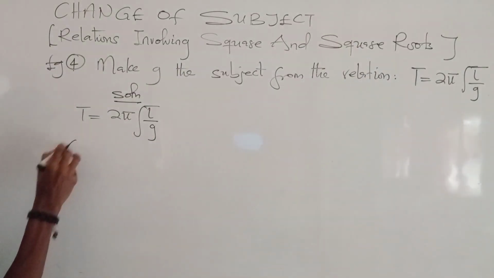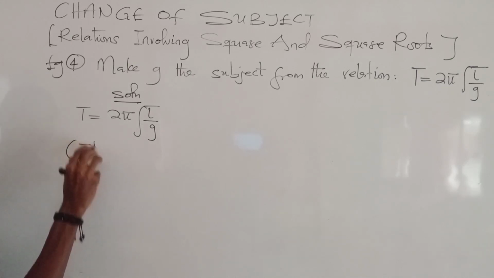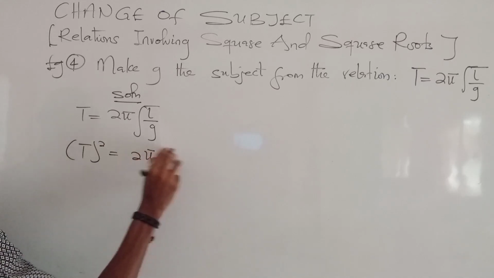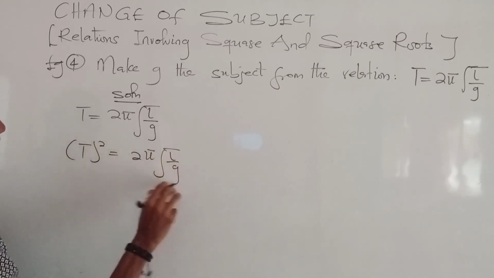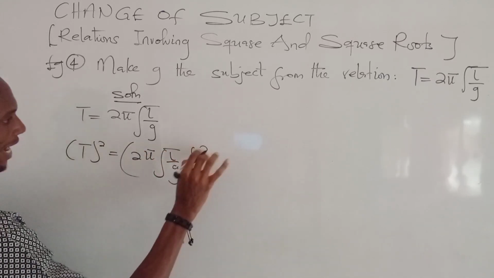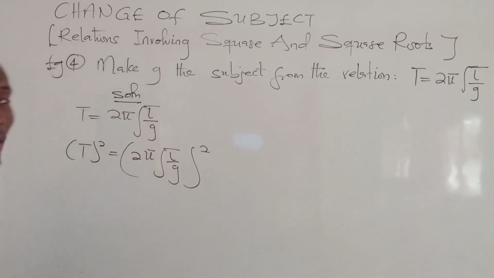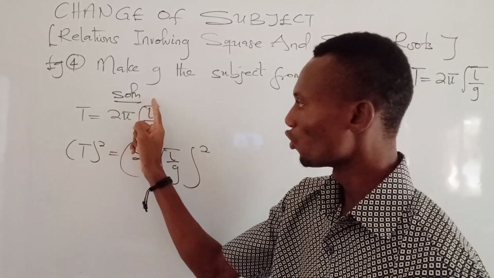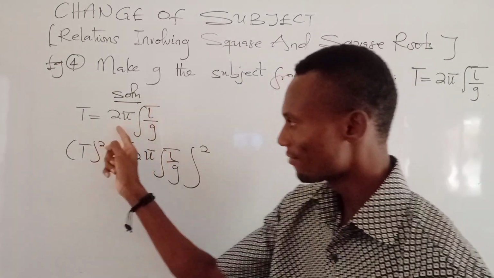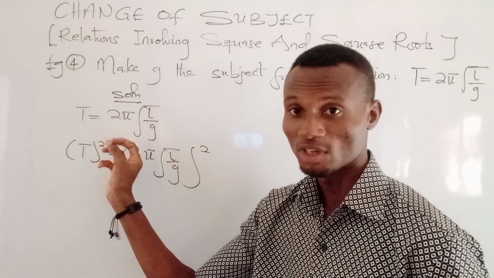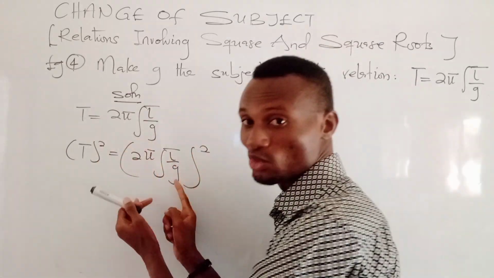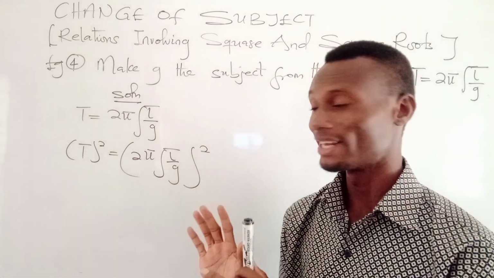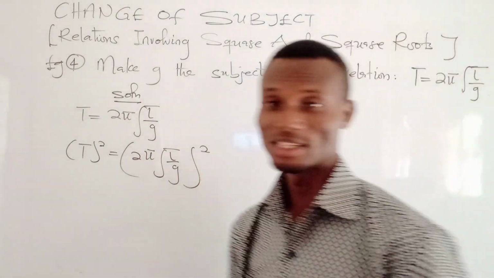So I'm going to square the T, and T squared equals the square of 2 pi root L over G. I'm going to square everything, because in 2 pi root of L over G, everything there is multiplying, so we treat it as one term and we square them together. That's how you handle it. Now let's proceed further.